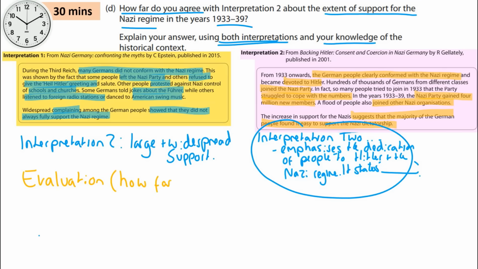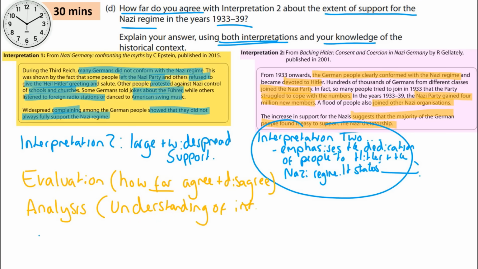In order to say how far I agree, there are 3 things that I need to tick off and ensure that I do to the best of my ability. I need to offer evaluation and judgment. This is the how far part, the weighing up. I need to offer analysis, which means picking apart the different interpretations, really emphasizing and showing my understanding of the views of both these historians. The final thing that I need to include as well is my own contextual knowledge.